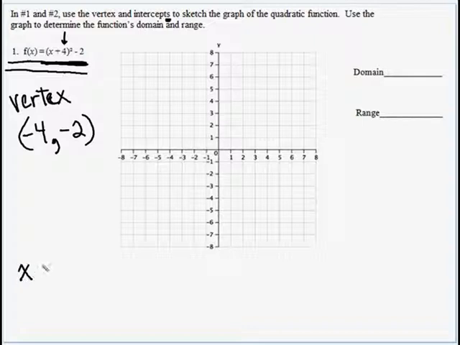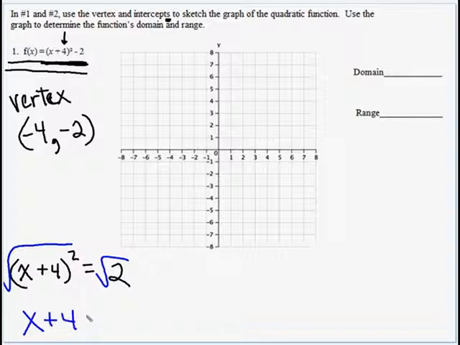So I'm going to come down here where I have a little more room. x plus 4 quantity squared minus 2 equals 0. Step 1, I'll add 2 to both sides. So now it's equal to +2, and now I have the squared term isolated. I will take the square root of both sides. So now I have x plus 4 equals plus or minus the square root of 2.